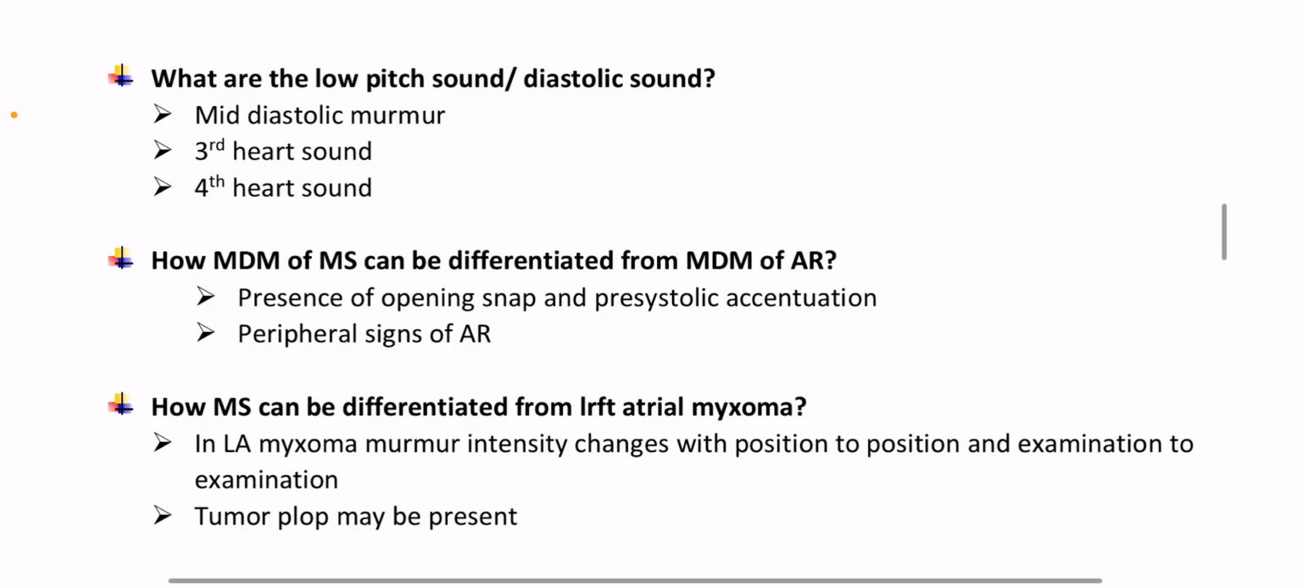What are the low pitch diastolic sounds? Mid-diastolic murmur, third heart sound, fourth heart sound. How can the MDM of MS be differentiated from the MDM of AR? Presence of opening snap and presystolic accentuation in MS, peripheral signs of AR in AR. How can MS be differentiated from left atrial myxoma? In left atrial myxoma, murmur intensity changes from position to position and examination to examination. Tumor plop may be present.